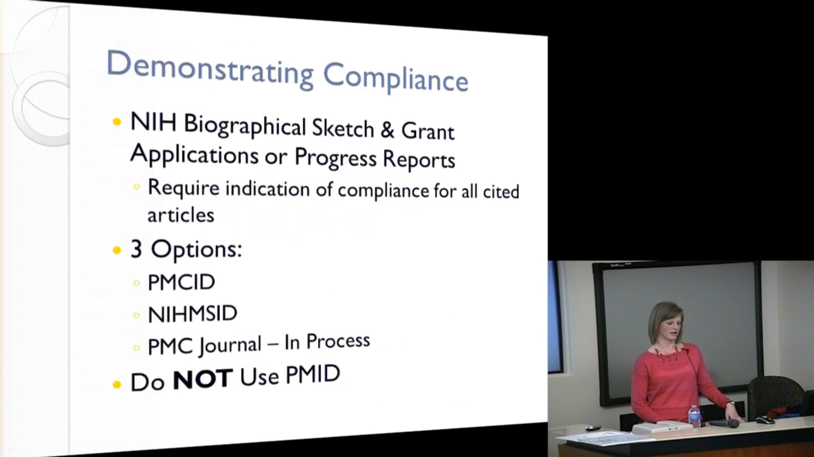Okay, the final piece is that you need to demonstrate your compliance. If you're doing a biosketch, progress report, anything like that, you need to show that the articles you're citing are compliant, that everything that's come out of your grants is compliant. So you technically have three options: the PubMed Central ID number, the manuscript submission ID number, or if it's one of those yellow ones, you can say that it's in process. A PubMed ID number means nothing when it comes to the public access policy. If you want to put that in there, it's just extra information, but they will send it back to you and say, no, please give me one of these other ones if that's all you put in there. So make sure you have one of those three.